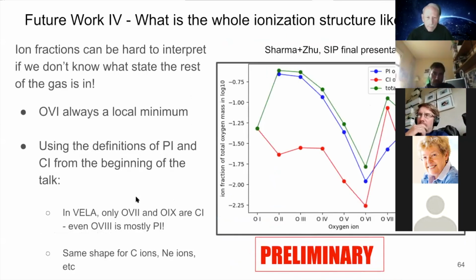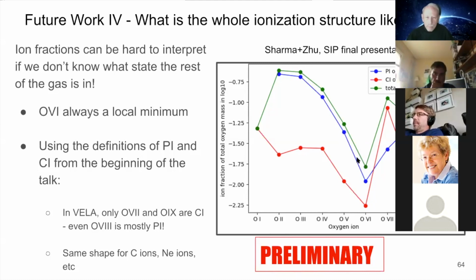And last, I want to look a little bit more into the whole ionization structure of the CGM. This is actually work by some science internship program students that I had over last summer. But basically what we looked at was the distribution of oxygen into all of the possible states, and not just the visible ones. The visible ones being oxygen 6 for the most part. But if you look at this, oxygen 6 is actually a local minimum.